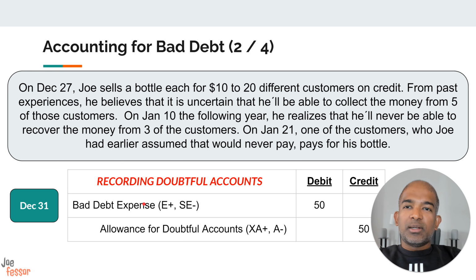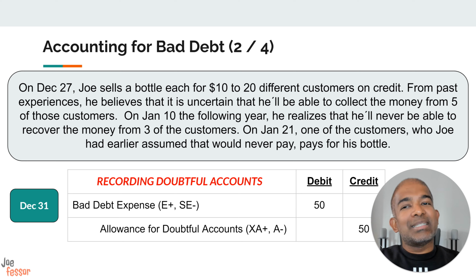On the 31st of December, Joe would record the following journal entry. First, he would credit a contra asset account called Allowance for doubtful accounts. He believes that it is uncertain that he'll be able to collect $50. So for that, he creates an allowance account, which shows that the accounts receivable has to be deducted by 50. So what is the purpose of creating this contra asset account instead of directly deducting it from the accounts receivable account? He cannot deduct $50 from the accounts receivable account yet, because this is just an approximation. He estimates that $50 may be uncollectible.